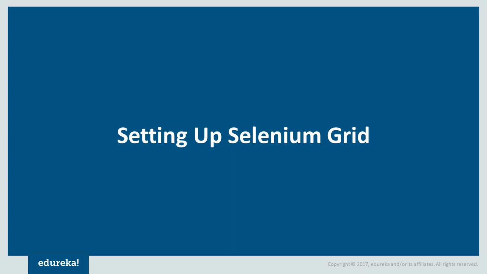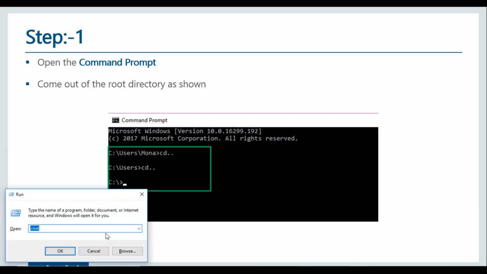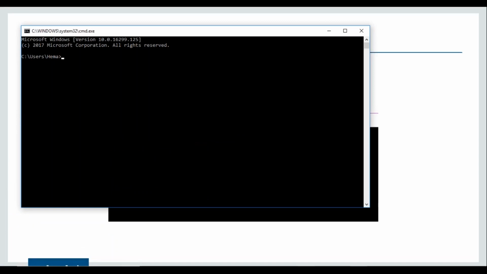In order to set up Selenium Grid, all you need is the Selenium standalone server jar that you have to download. We have already downloaded it, so now we are going to set it up. Let me open my command prompt. Press Windows R and type cmd. You have to come out of all the directories you are in, so just do a cd backslash.